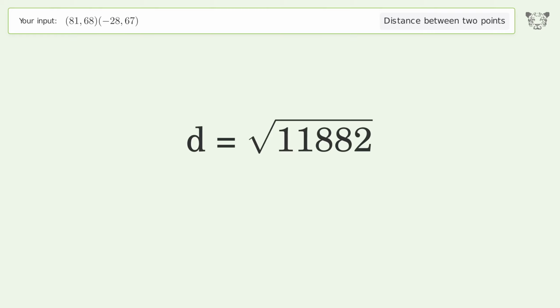And so the distance between the 2 points is the square root of 11,882, or 109.005.